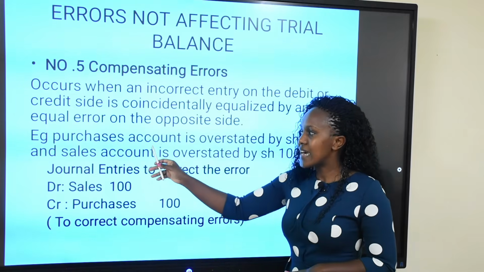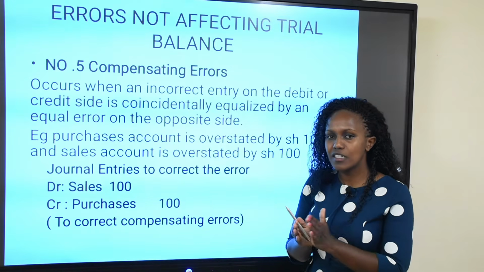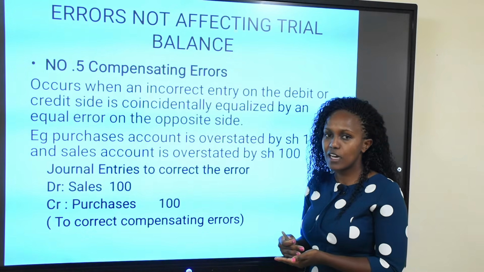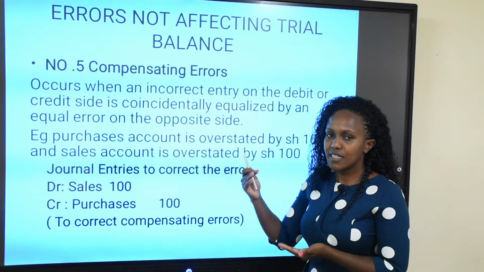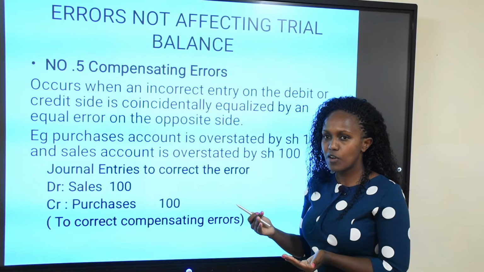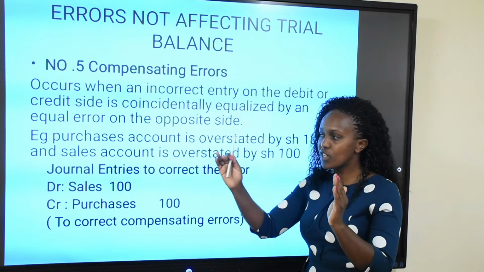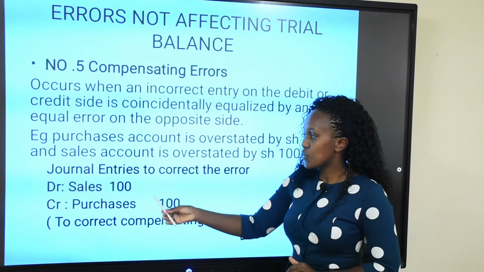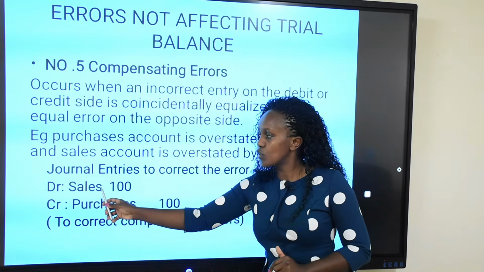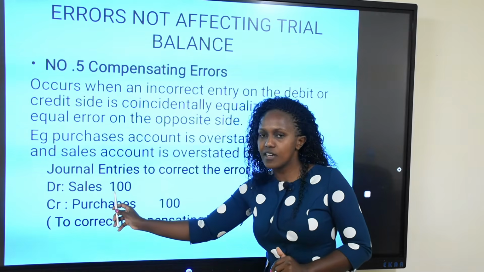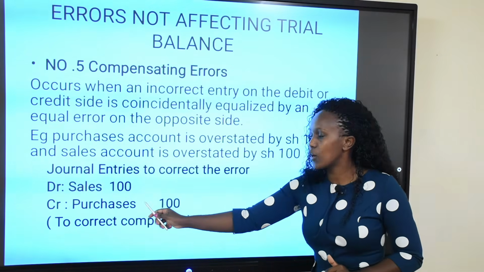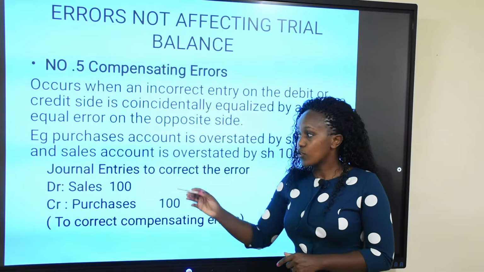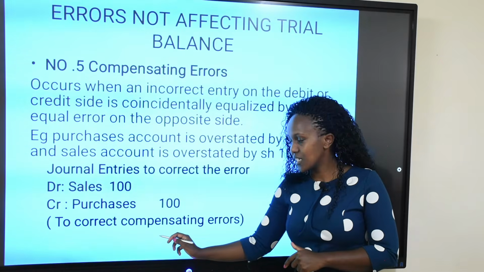So this time, the errors are not errors where we are recording something that was not recorded. Here the error is that we are reducing the accounts that have already been overcast. They have more than what they should have. Therefore, if the account is debited, you are going to credit to reduce it. If the account is credited, you are going to debit to reduce it. So the sales which was credited, now we are debiting 100. And the purchases which was debited, now we are crediting 100 to reduce them by those overcast amounts. So that is how you correct compensating errors.